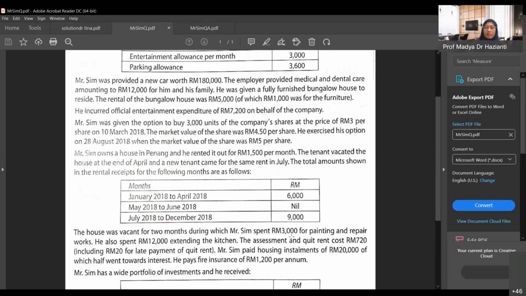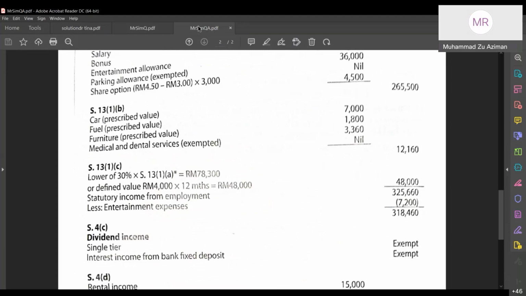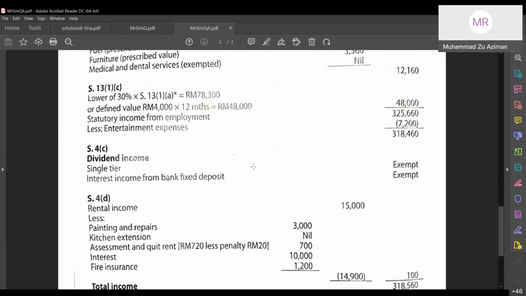Interest dia 10,000. Separuh je. Sebab dia punya installment dia bayar 20,000 kat sini tapi half went towards interest. So interest dapat deduction kan? Separuh, yes, 10,000. Fire insurance? Yeah. Boleh deduct? Boleh. Okay, boleh. So boleh tambah, tak boleh tak tambah.